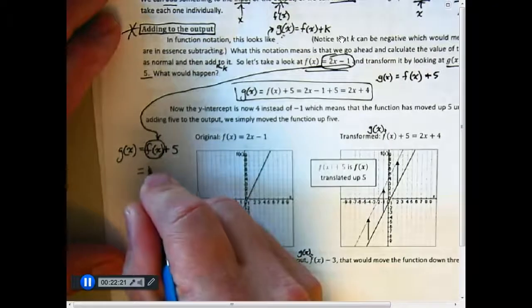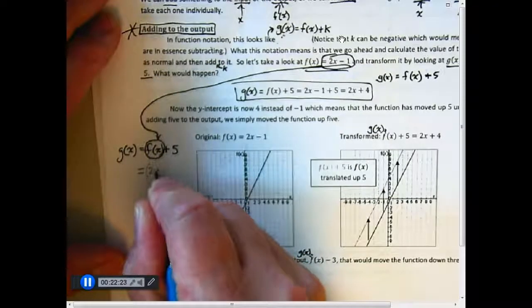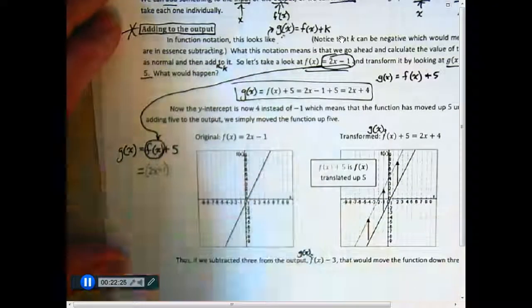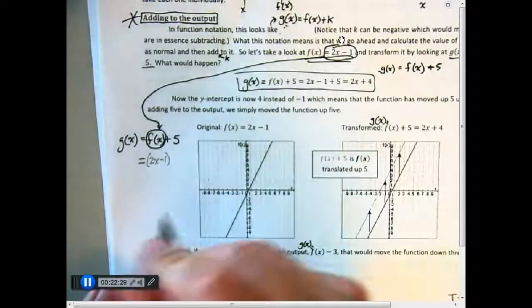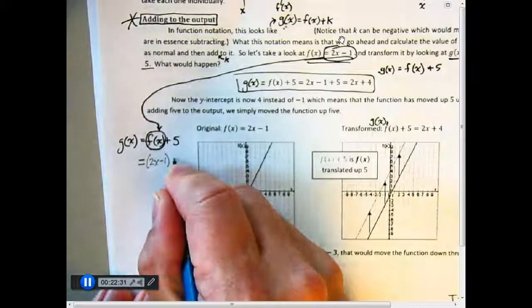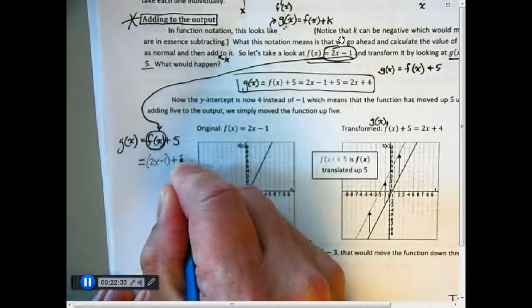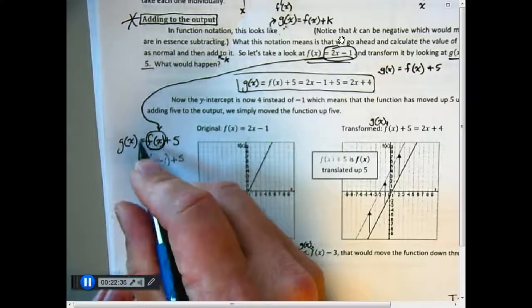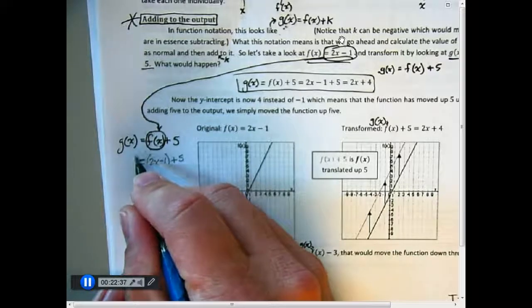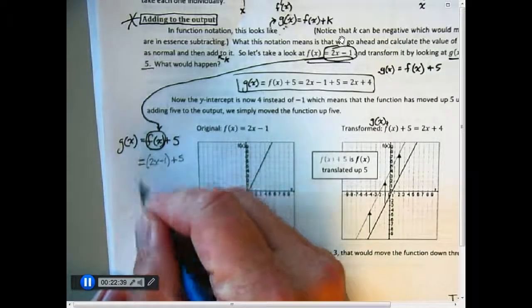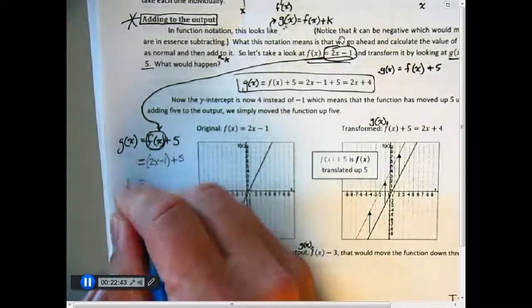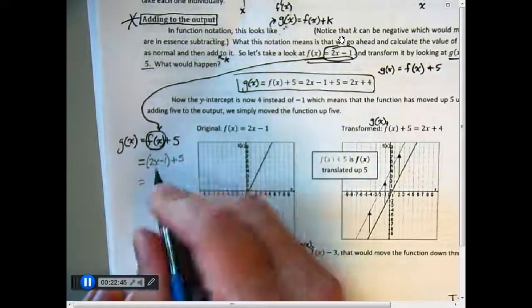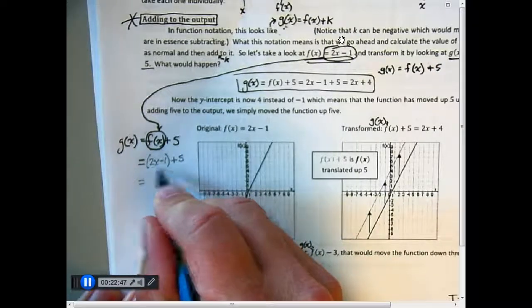F of x now becomes 2x minus 1. So I put it in parentheses. And I'm going to add 5 to that. Bring down that 5. And notice I'm not going to keep rewriting g of x because that wastes my time. Once again, I'm lazy and I don't want to keep writing that. Okay? So I'm just going to put the equal sign, meaning the g of x is just dropping down and following me.